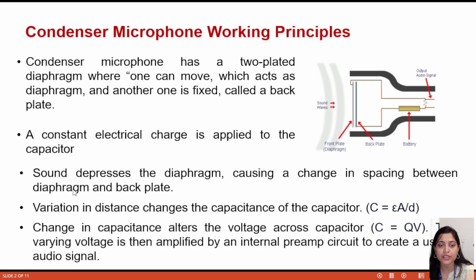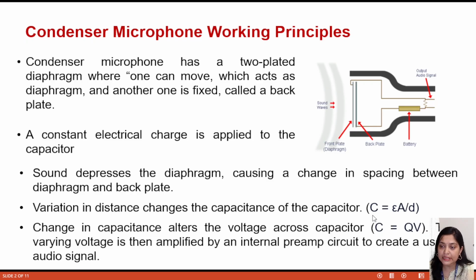So one by one I will clearly mention each and every point. First point, a constant electric charge is applied to the capacitor, which I have already told. Sound depresses the diaphragm, causing a change in spacing between the diaphragm and backplate. I have already told that variation in distance also changes the capacitance, that means C equals epsilon A by D. This is very important, based on this equation you can understand that with the change of distance, the capacitance also changes.